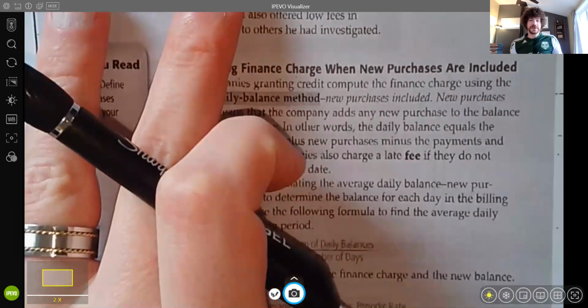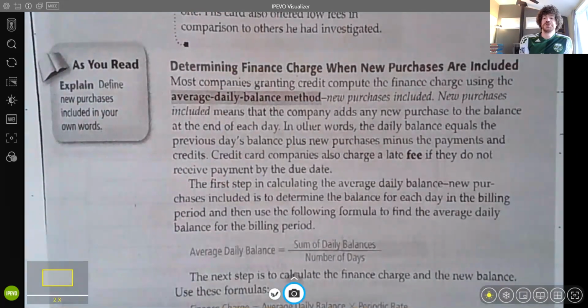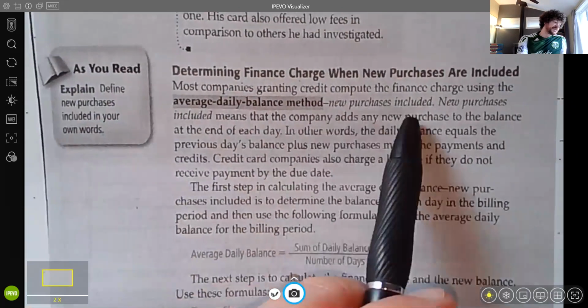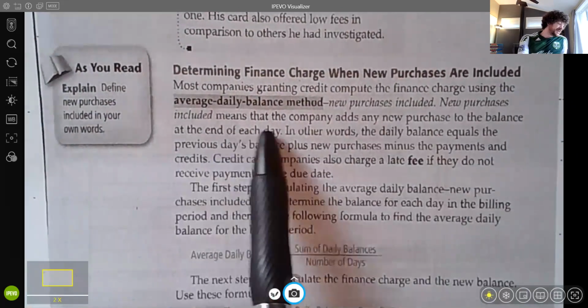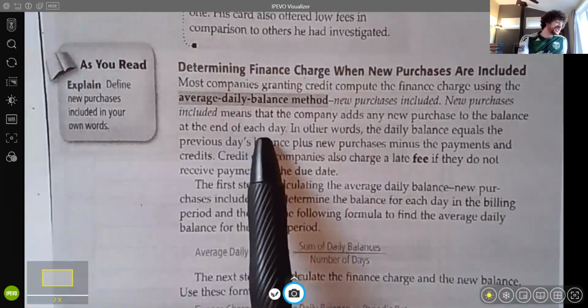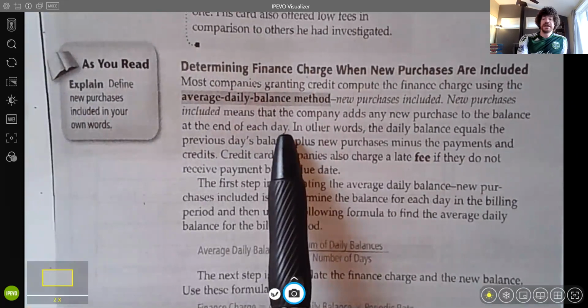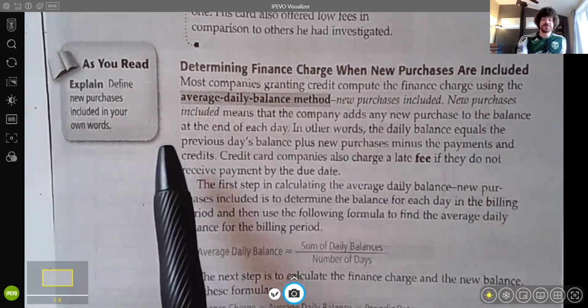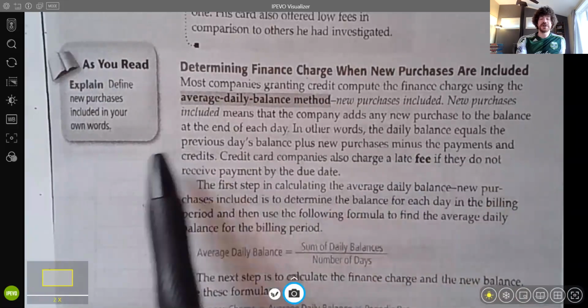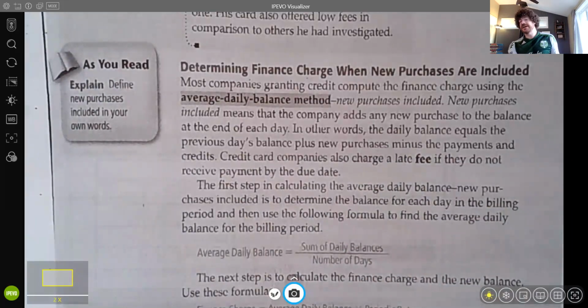Okay, moving along here. Determining finance charge when new purchases are included. Most companies granting credit compute the finance charge using the average daily balance method, new purchases included. New purchases included means that the company adds any new purchase to the balance at the end of each day. In other words, the daily balance equals the previous day's balance plus the new purchases, minus the payments and credits. So every single day something happens, that stuff gets updated.